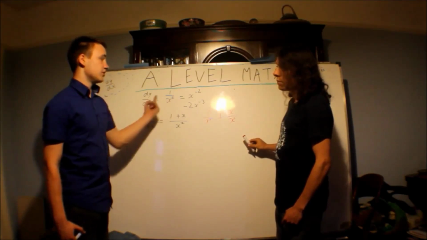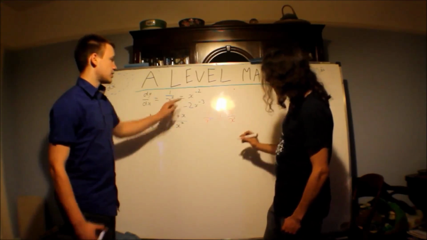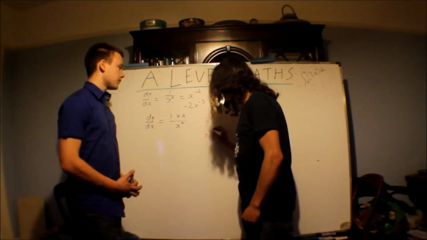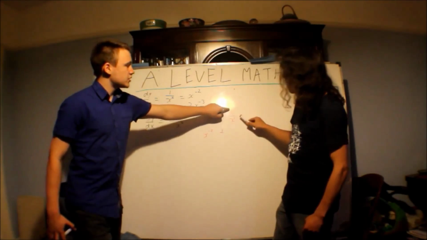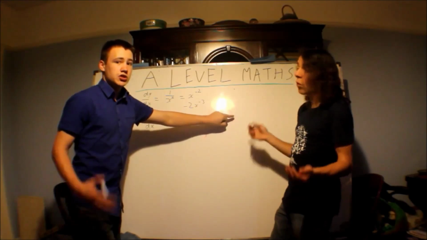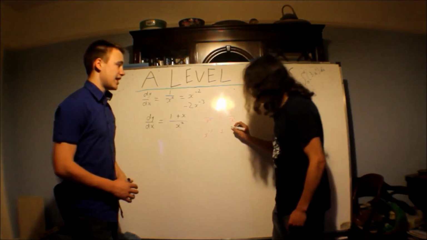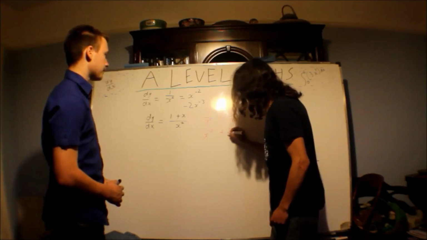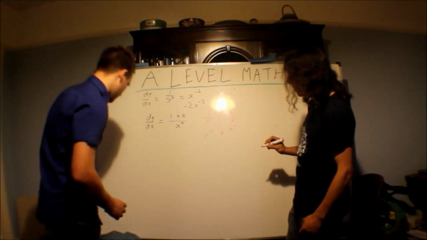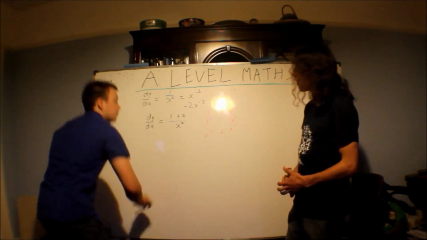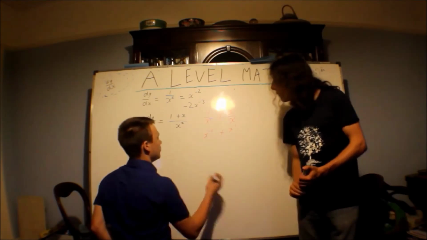1 over x squared we've actually just done. So that becomes x to the minus 2. And then x over x squared is x to the 1 divided by x to the 2. You should know from your indices rules, you take them away. So that's x to the minus 1. And then we get the differentiate bit. I'll do it in blue. Times it by the power and reduce it by 1.